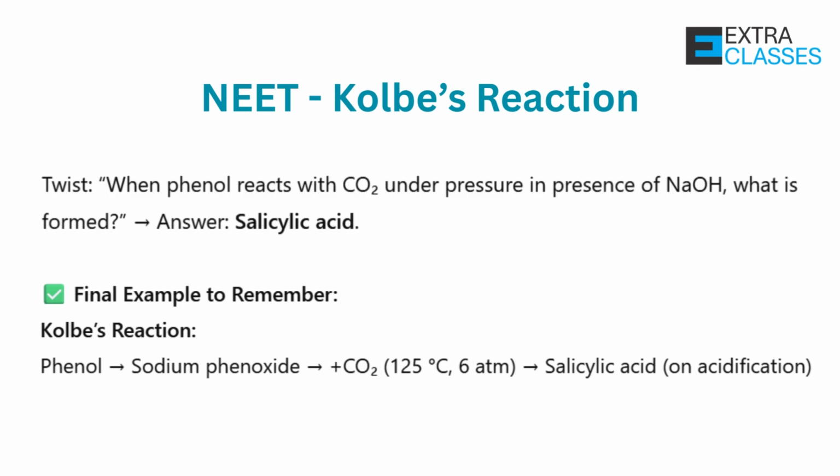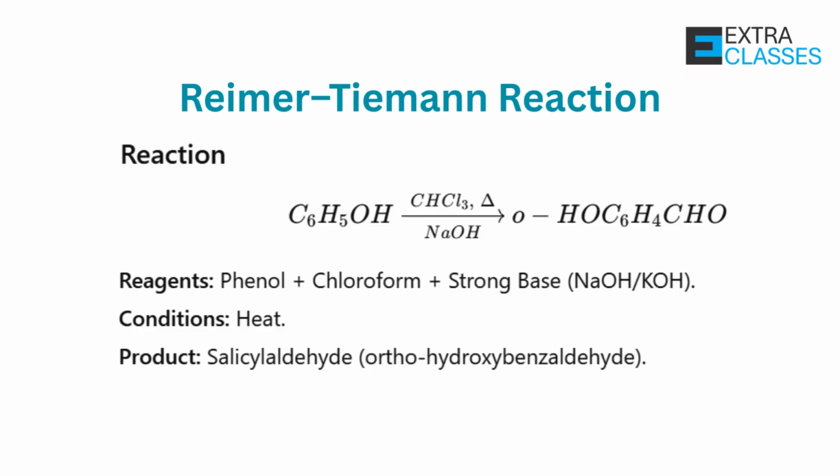Kolbe's reaction is directly linked to the synthesis of salicylic acid, which is a precursor for aspirin. It is commonly asked in the named reaction section of organic chemistry. The Reimer-Tiemann reaction is a method to form ortho-formyl derivatives of phenols. In this reaction, phenol reacts with chloroform in the presence of a strong base, NaOH or KOH, to give salicylaldehyde, which is o-hydroxybenzaldehyde, as the main product.